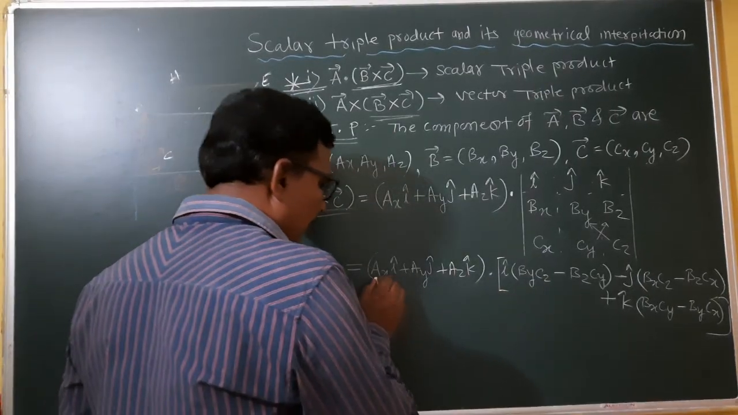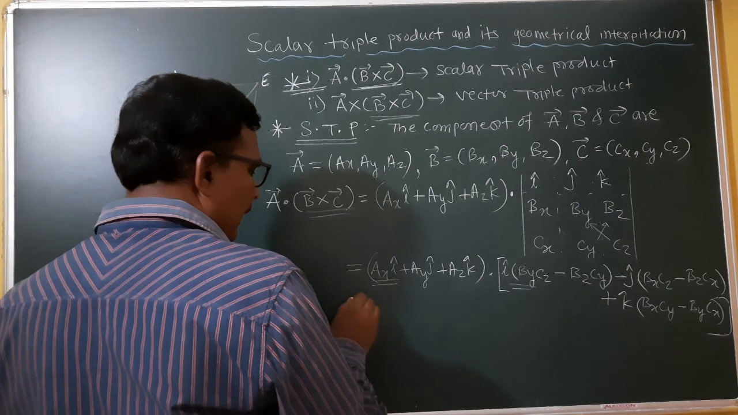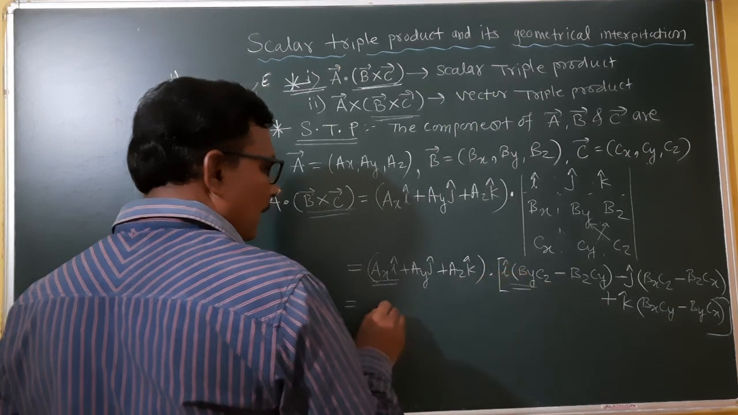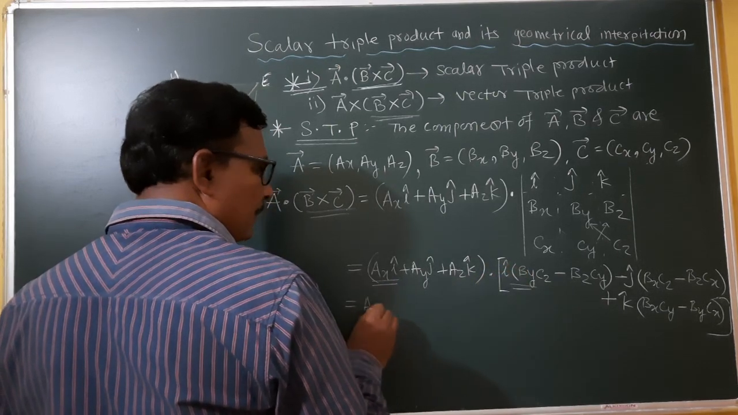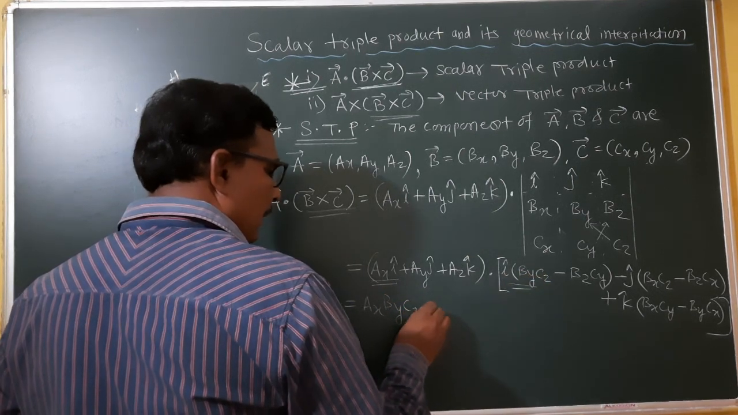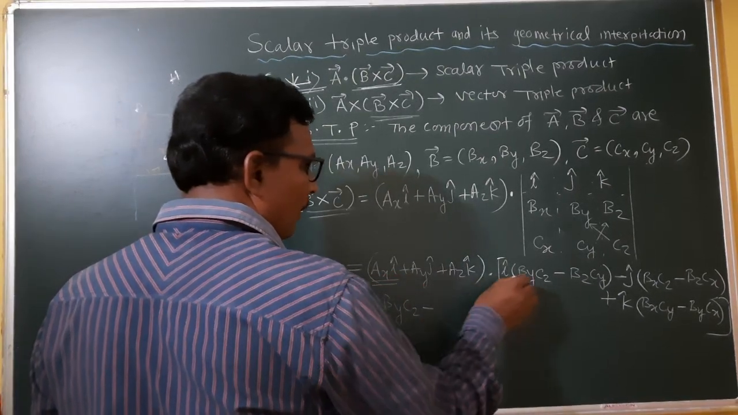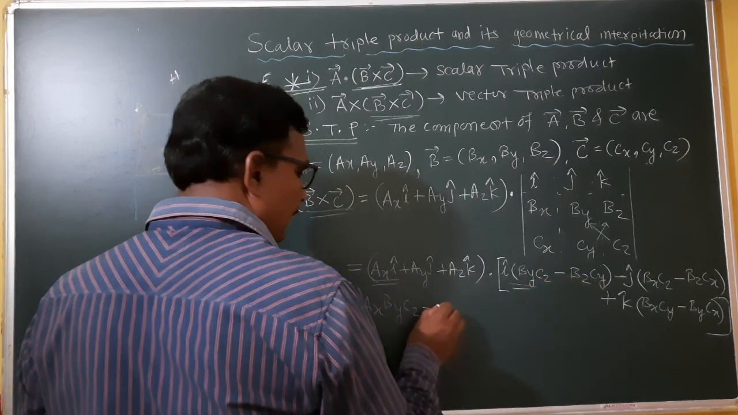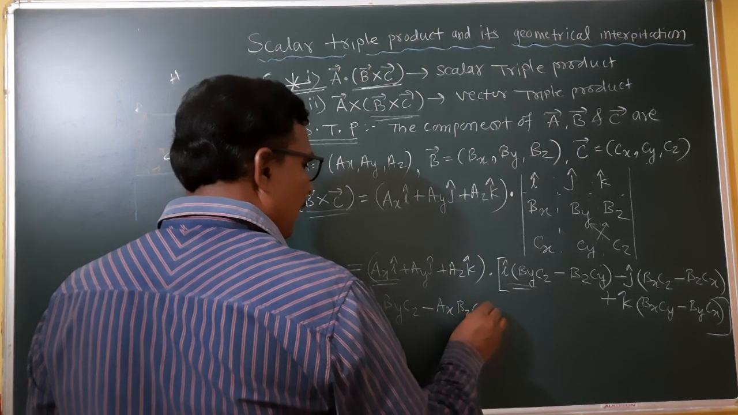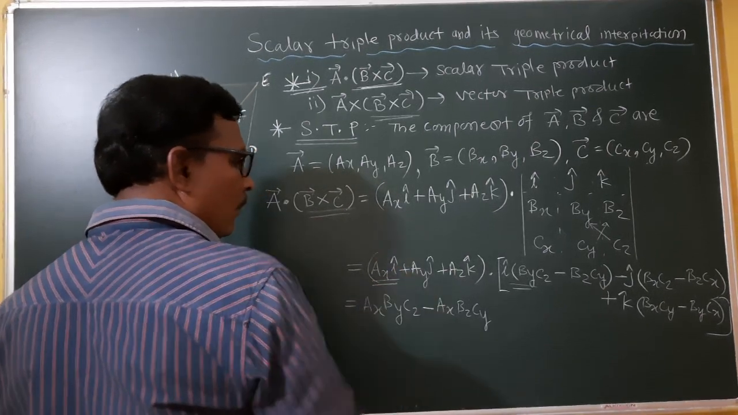First of all, we have to multiply this with the component of i. What do we get? i dot i is 1, and it gives ax into (by cz minus bz cy). This is the component of i, and it is multiplied for this also. This is the first term for the i component.